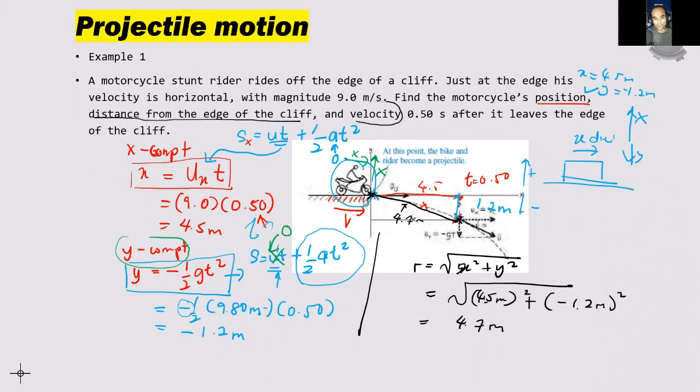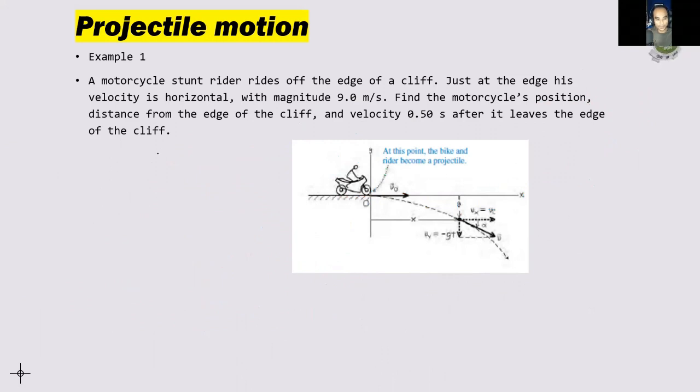Now, talking about the velocity. What will be the velocity of the motorcycle? This velocity is a resultant velocity. We are not talking about x velocity or y velocity. So we have to resolve to find vx, and also we have to find vy. Now vx after 0.5 second is ux, which is 9.0 meter per second.